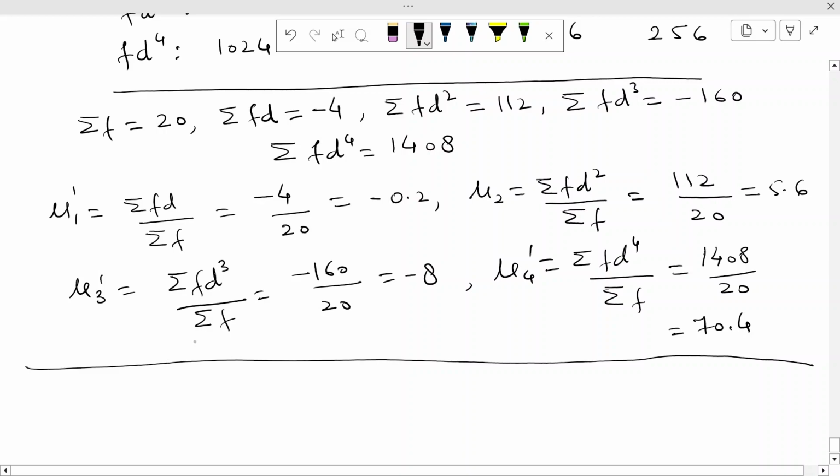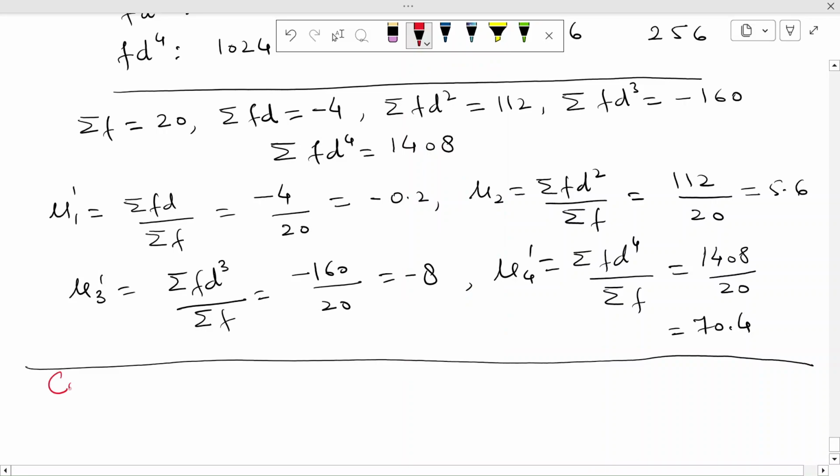Now we have all four moments with us, but the problem is that these moments will not provide any information, because these moments are calculated about an arbitrary number, and this number is not the mean, because if it is the mean, then this first moment should be 0, or you can say that summation FD should be 0. Whenever this summation FD is non-zero, it means that we are dealing with non-central moments.